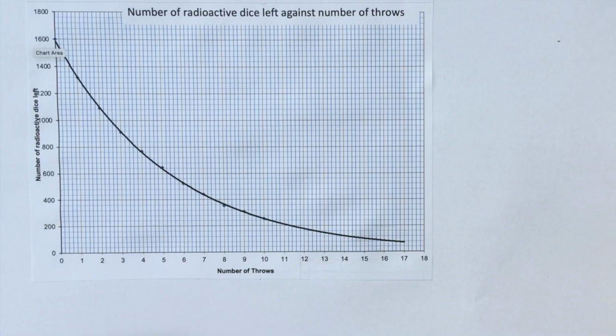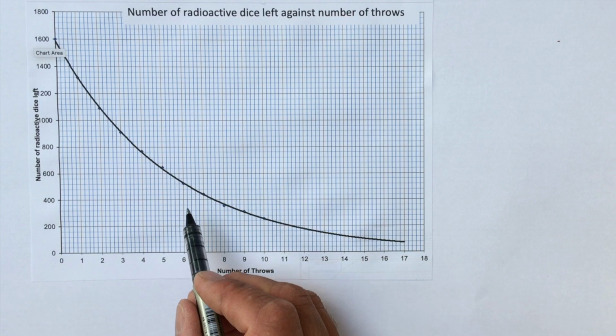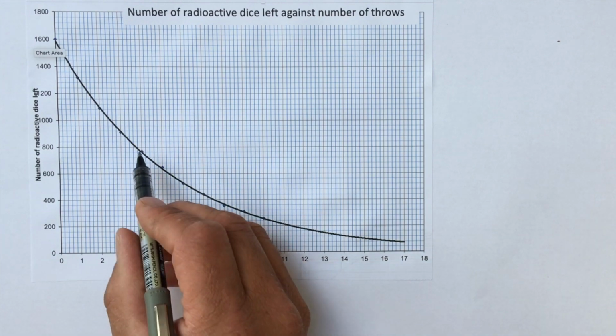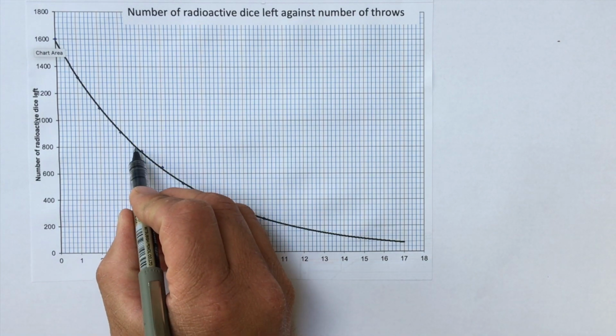Before we move on to the mathematics of exponential functions, let's have a look at how we can work out activity more accurately using the original graph of number of dice left against number of throws. So activity is the rate at which the number of nuclei decay each throw, which is actually the gradient of the graph. Let's start by measuring the activity when there are 800 dice left in the sample.